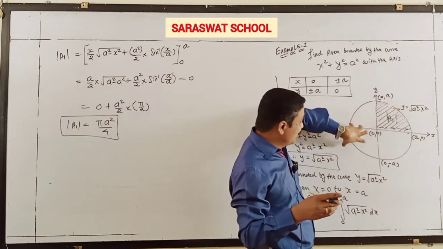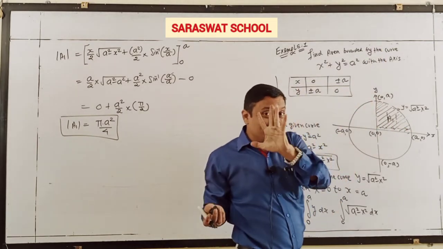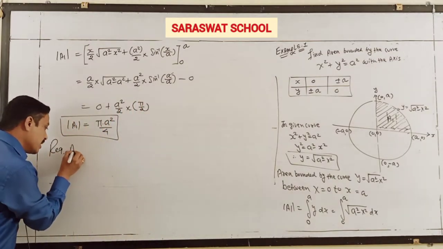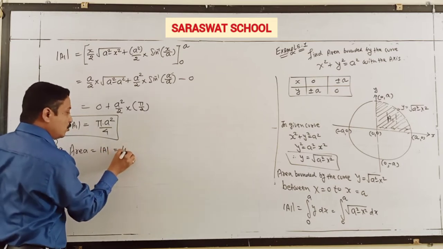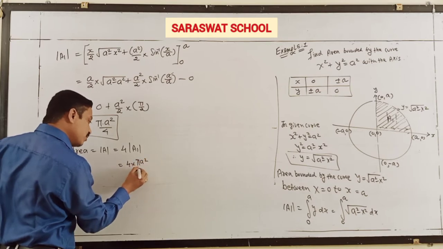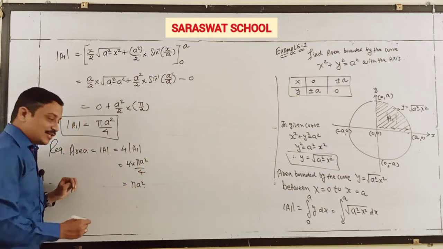This area is A1. But I want the full area bounded with the axis. So I multiply by 4 times. So the required area is finally 4 times A1, 4 times pi a square by 4. Students, it is pi a square units.